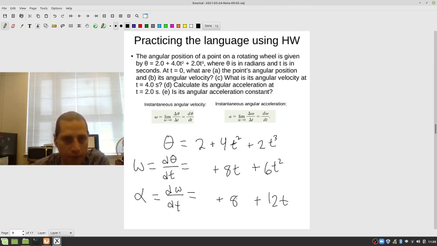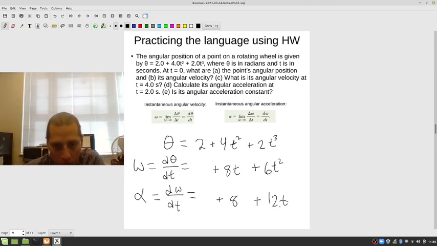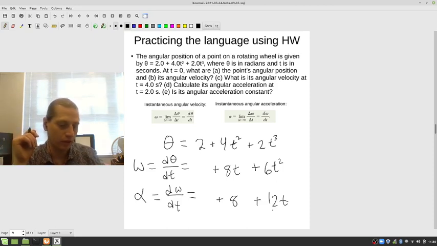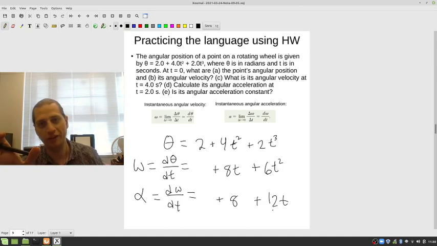All you have to do in this problem is just do the derivatives and stick in the times that they ask for. It asks, is the angular acceleration constant? Well, no, it depends on t. So this would be a case where you could not use the constant acceleration model that we've developed and that we're going to use again for all of our angular stuff. So that's where we're going right now.